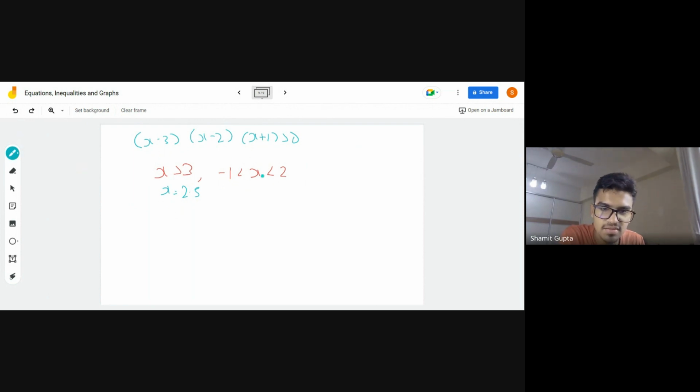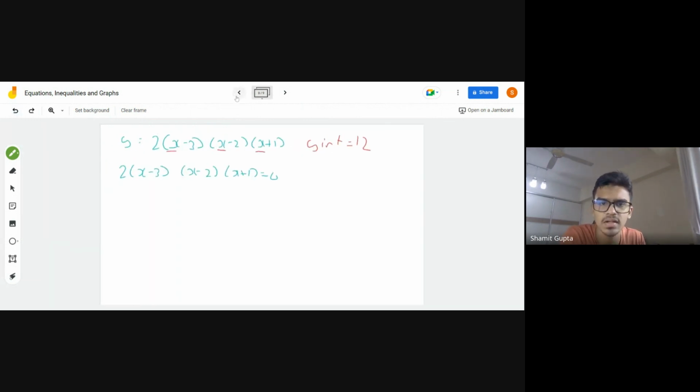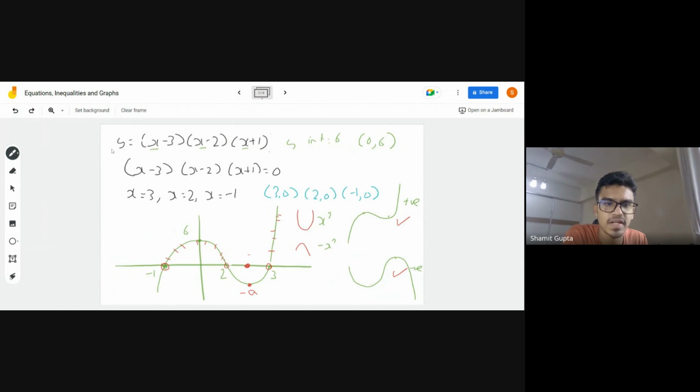Let's say we want to check if this is correct. Let's pick a value between -1 and 2. Let's pick 0. This becomes -3 times -2 times 1, which is positive 6. Yes, it works. So this can be a quick method for you to cross-check. They might ask you inequalities with a modulus also, so just practice as many questions as you can.